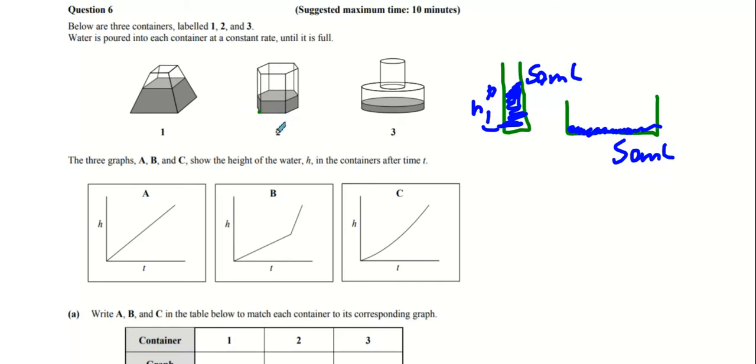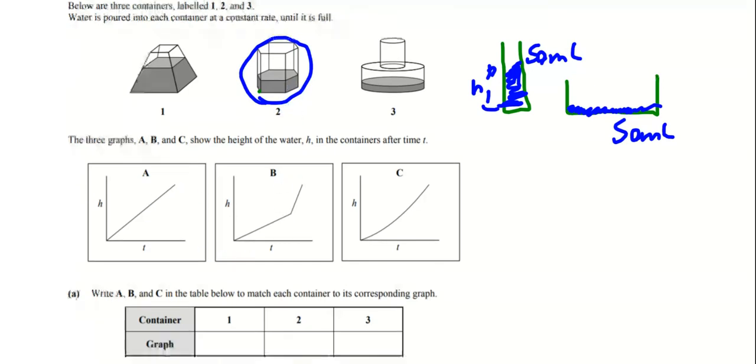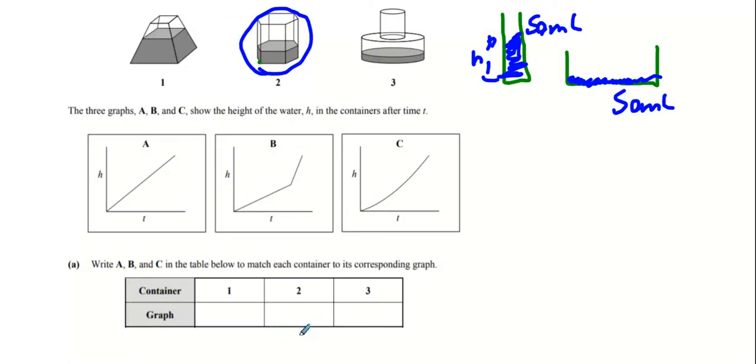So in case number 2, the section is always the same size. This means it's going to increase at a constant rate. So graph container 2 is A. Now in container 3, we see two distinctly different objects: a wide cylinder and a narrow cylinder. On the narrow cylinder, the height is going to increase quicker when you're pouring in the same amount of water compared to the wide cylinder. So it's going to be two completely separate sections. That's why container 3 is going to be B. And that leaves the last one, which is going to be 1, C.